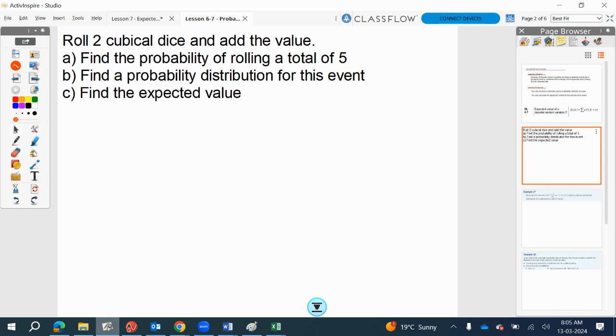I'd like you to have a go for yourself now, as far as you can. We're going to roll 2 cubical dice and add the values together, and then what is the probability of rolling a total of 5? Have a go at solving this problem. I'll give you about 4 or 5 minutes. Should take 3.